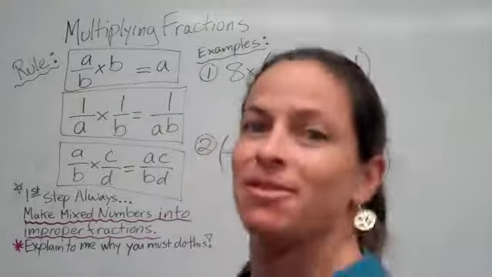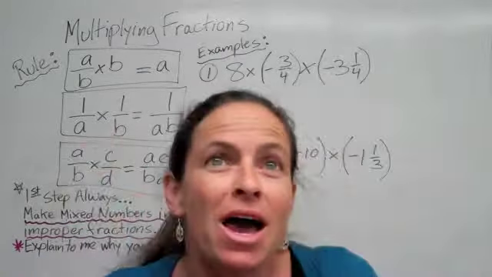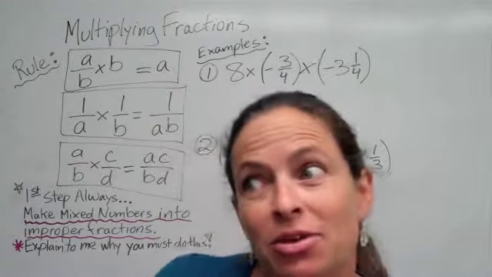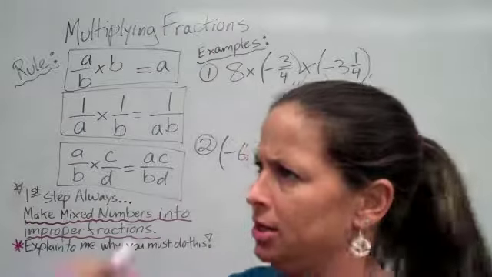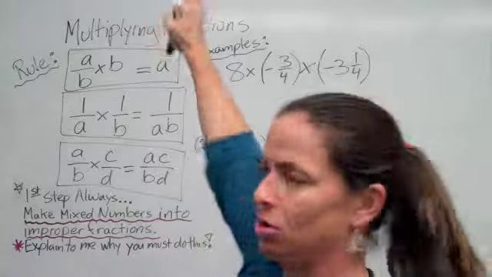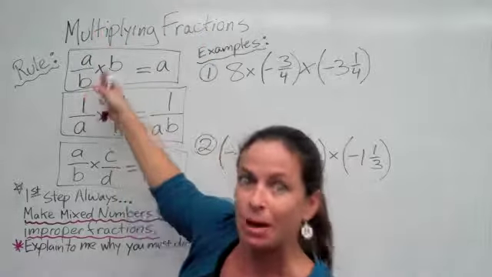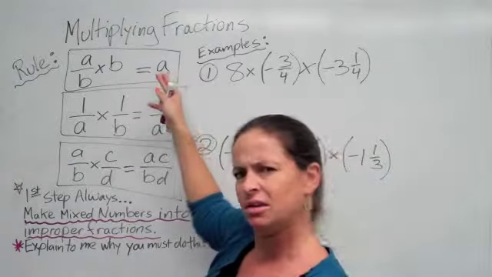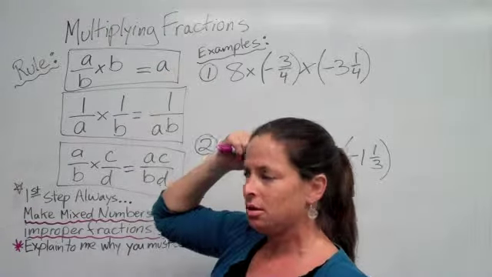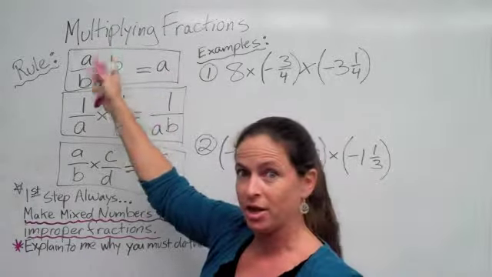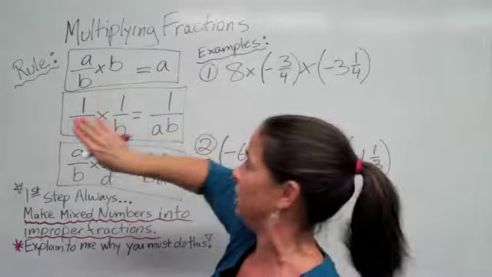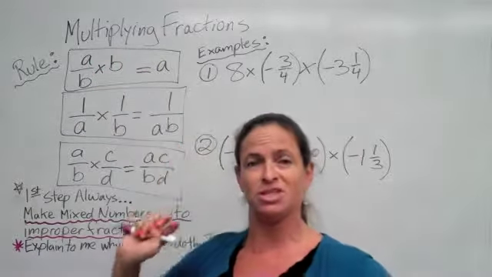Multiplying fractions. Why do we multiply fractions and how do we do it? Well, let's think about this. Here's our rules. If you have a over b and you multiply it by b, you get a. Well, why? Oh, the b's simplify out because b is b over 1 and the b's would simplify out and you'd be left with just an a.